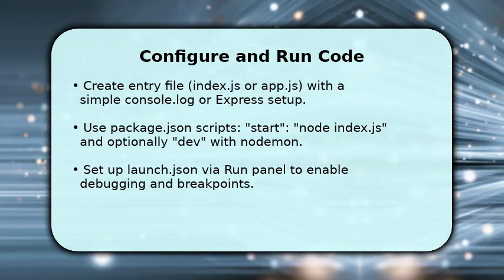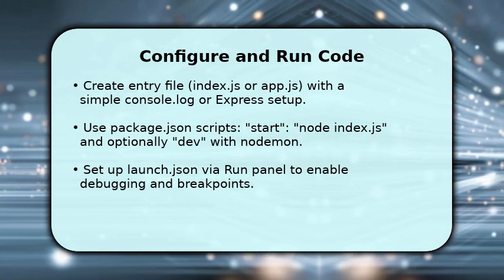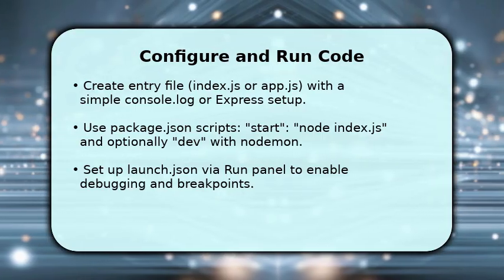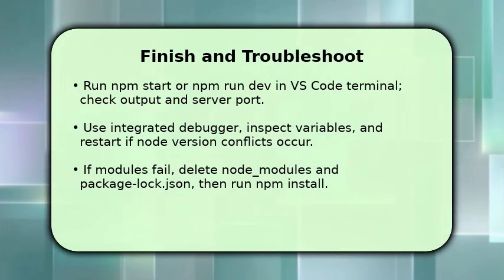Then open the Run and Debug panel to generate launch.json. Configure the Node launch profile so you can set breakpoints, inspect variables, and step through code directly from VS Code. Finally, you run and validate everything.